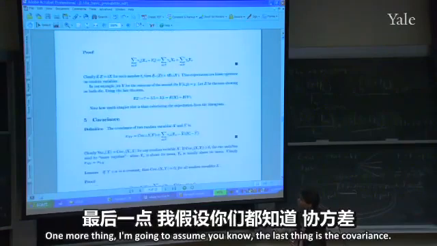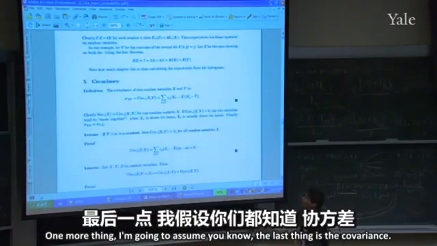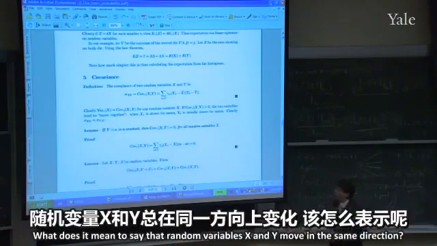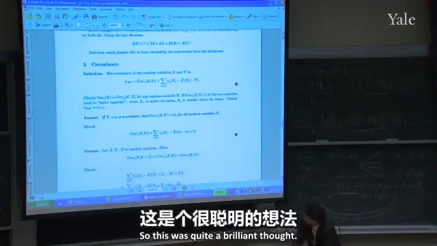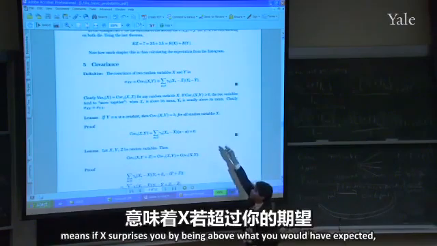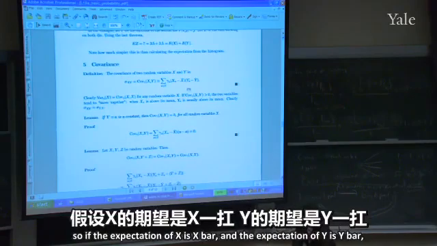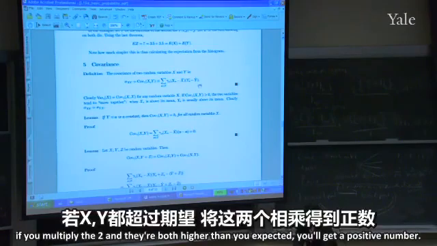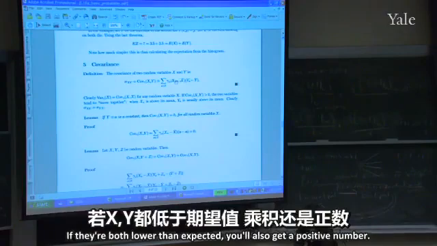Okay, one more thing that I'm going to assume you know. The last thing is the covariance. What does it mean to say that random variables x and y move in the same direction? So this was quite a brilliant thought. What it means to move in the same direction is, if x surprises you by being above what you would have expected, so if the expectation of x is x bar and the expectation of y is y bar, if you multiply the two deviations and they're both higher than you expected, you'll get a positive number. If they're both lower than expected, you'll also get a positive number.